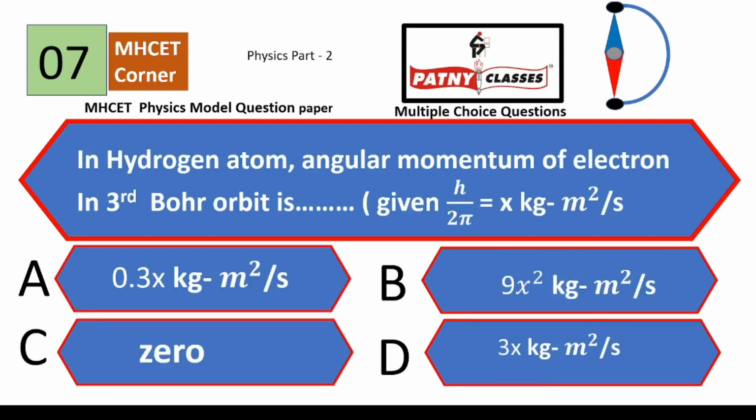Question number 7. In hydrogen atom, angular momentum of electron in third Bohr orbit is equal to how much? Given h upon 2 pi equals x kg meter square per second. Option A, 0.3x kg meter square per second. Option B, 9x square kg meter square per second. Option C, 0, and option D, 3x kg meter square per second.